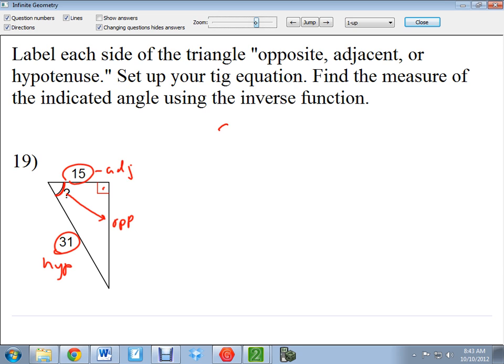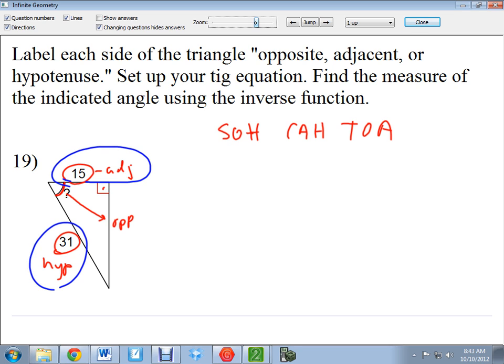Now, if I remember my ratio, some old hippie caught another hippie tripping on acid, I am looking at the two sides, the adjacent side as well as the hypotenuse. And the only one that uses adjacent and hypotenuse is the cosine function. So we're going to have to use cosine of the angle. But I don't know the angle. The angle is a question mark, so I'm going to say cosine of x. Cosine of x is equal to the adjacent side, which is 15, over the hypotenuse, which is 31.